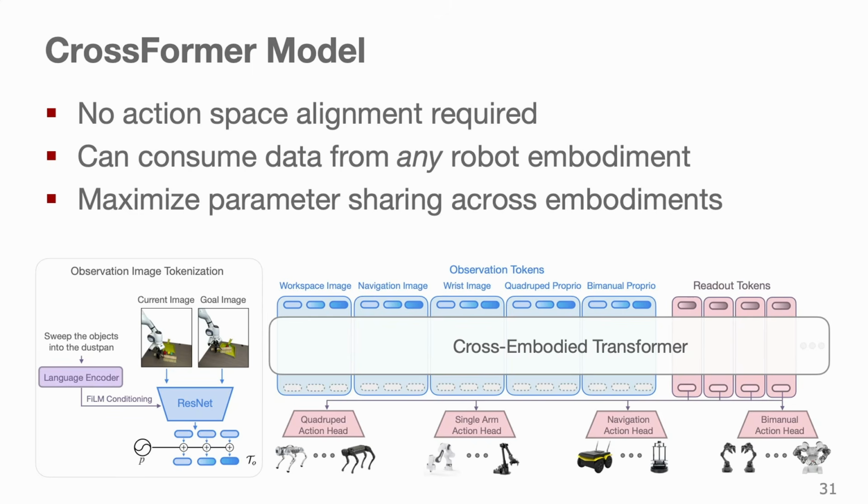And in order to maximize transfer across embodiments, you try to maximize parameter sharing across embodiments. So for example, by sharing image encoder weights for camera views of the same type.